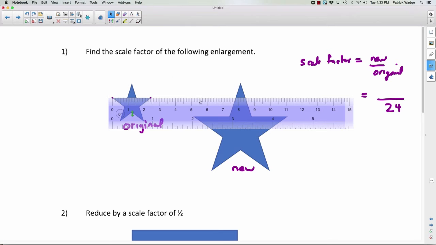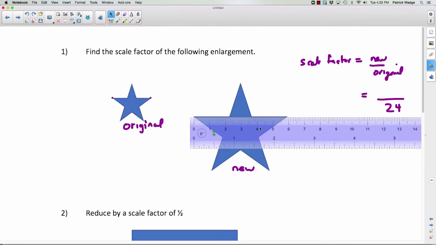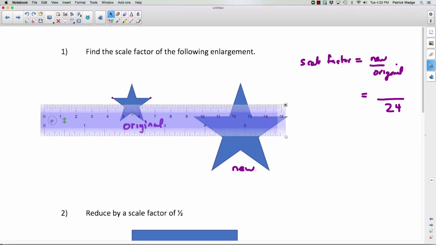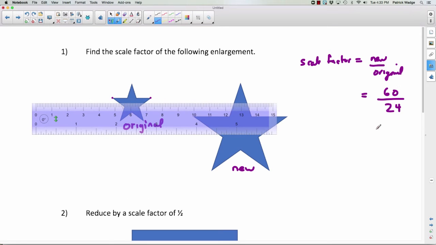All right, now I need to measure that same distance on the new image. And it looks like it's close enough to 60 that I think I can call it 60. 6 centimeters or 60. So I put 60 in here, and then I can divide. I could actually divide them both by 12, and I get 5 over 2. That's an acceptable answer. That could be your scale factor. You could also divide this and get a decimal, 2.5. That's probably my preference. 2.5 is a good answer.